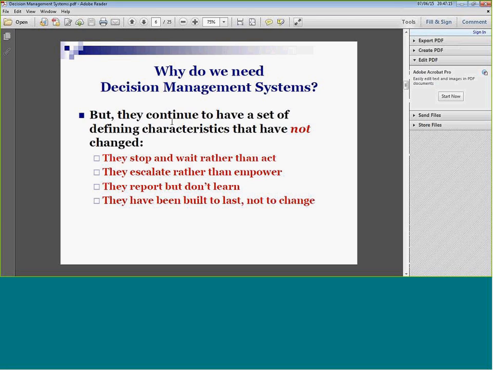Okay, so we need to have some defining characteristics. Here are some that haven't changed. In other words, the data stop and wait rather than act. We don't have systems that act on their own for the most part. We have systems that may escalate. Okay, well, they can't handle it, so they call a human. They report, but they don't learn, and they have been built to last, not to change. We have to change all that.